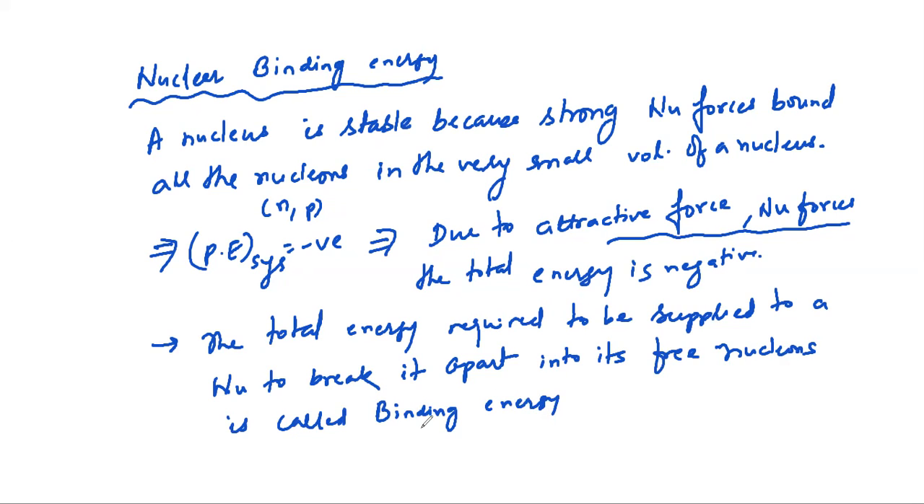So what will be the equation? Very simple. It will be X(A,Z) plus the binding energy, to break it into Z protons and A minus Z neutrons.